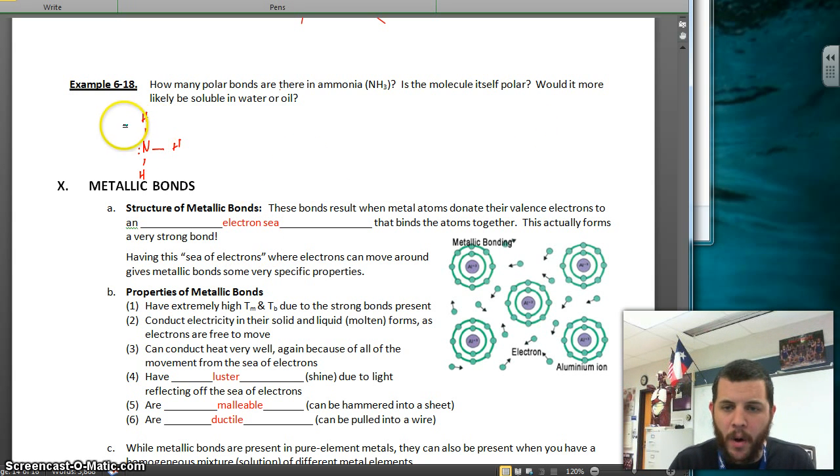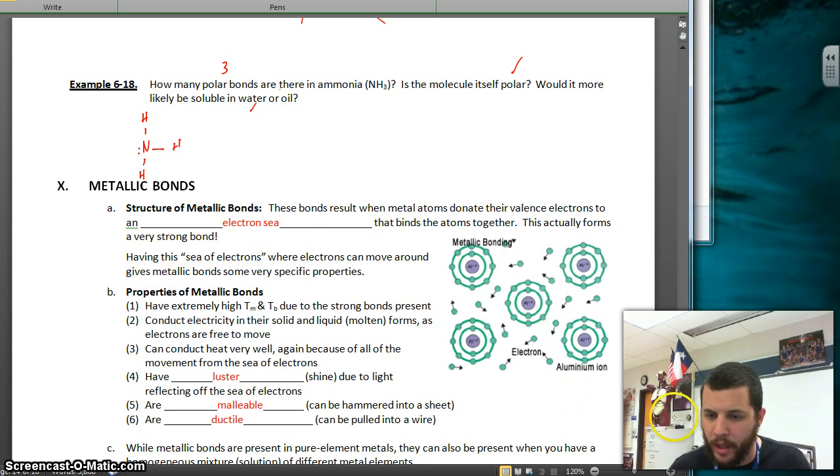Okay. So now I want to know how many polar bonds are there. Well, I've got nitrogen to hydrogen. So there's a polar bond, polar bond, polar bond. So there's 3 polar bonds. Is the molecule itself polar? I've got hydrogen, hydrogen, hydrogen, unshared pair. Since it's not all the same all the way around, I know that it is indeed polar. Would it be more likely to dissolve in water or oil? It's going to dissolve in water since it's polar.